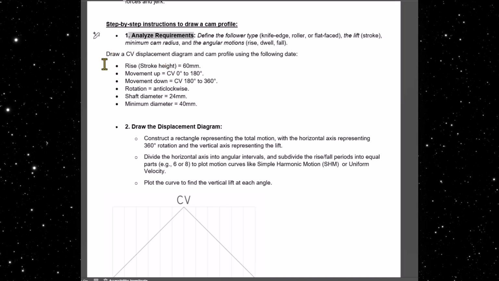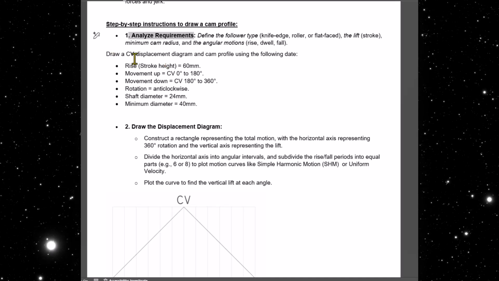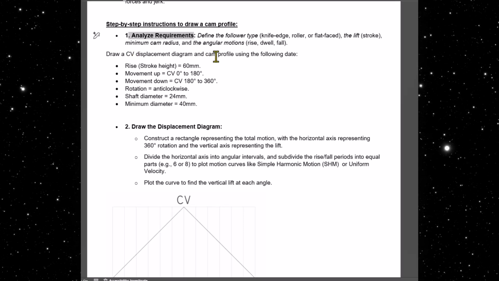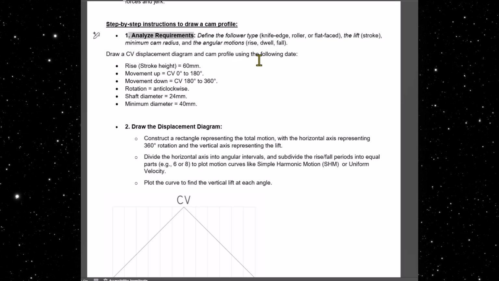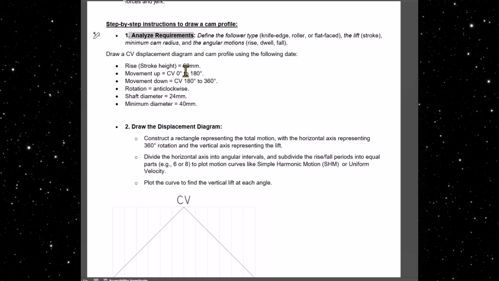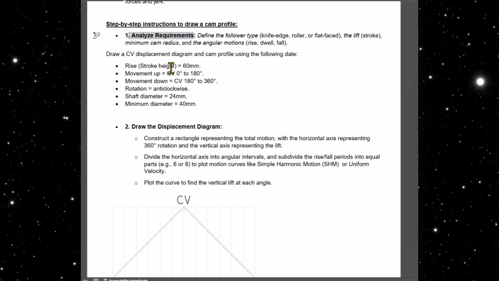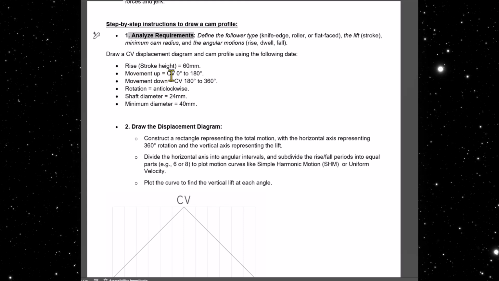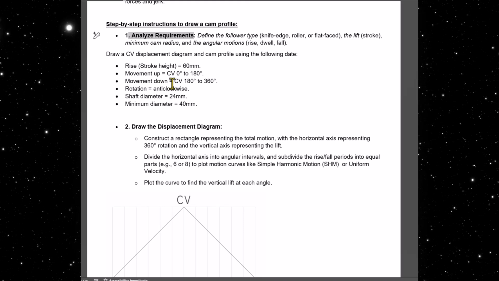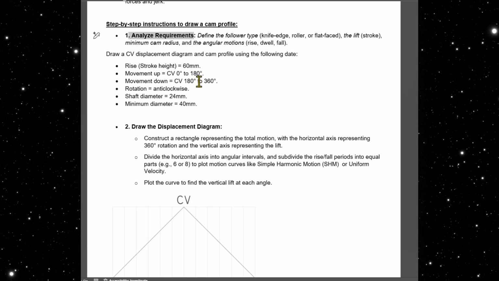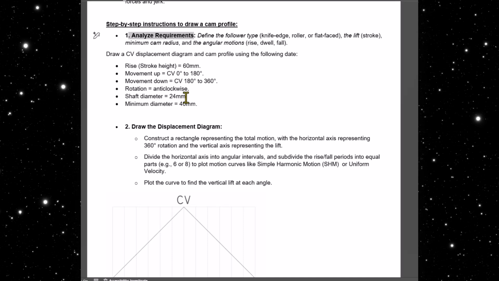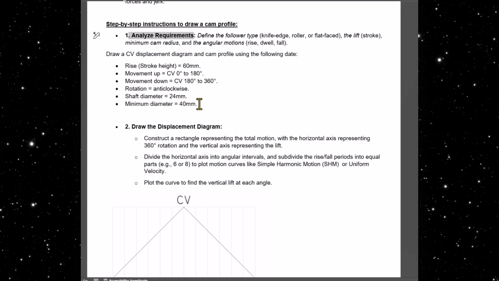Now, for instance, here's a question. Draw a CV, constant velocity, displacement diagram of a cam profile using the following data. Rise 60 millimeters, that's your stroke height. Your movement up for the first 180 degrees is CV. Movement down, CV from 180 to 360. Your rotation is anti-clockwise, and you have your shaft diameter and your minimum diameter.